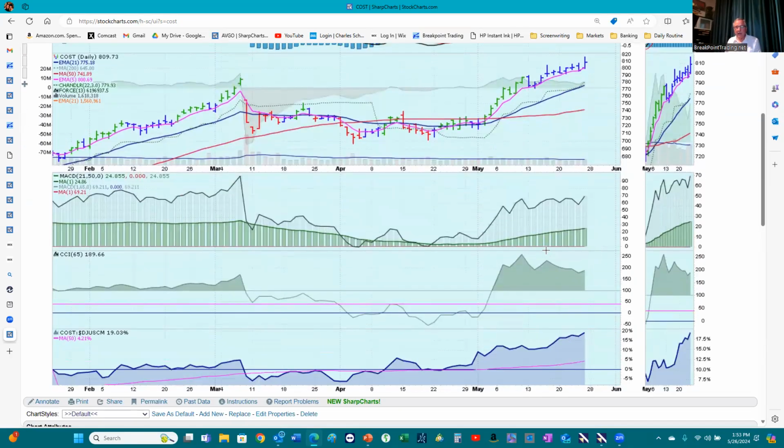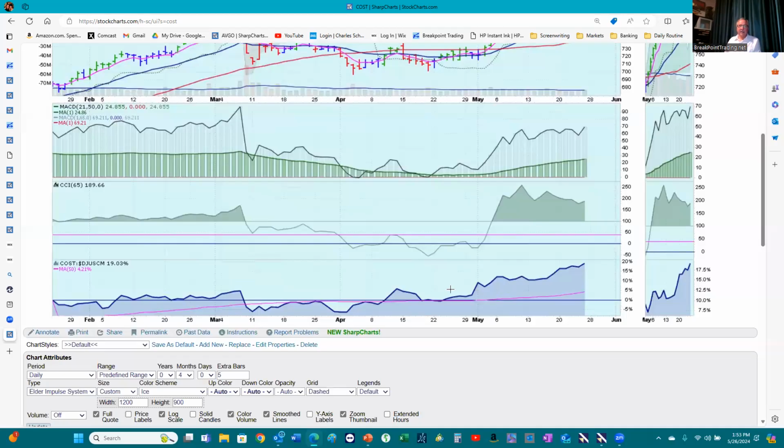But the other thing that I look at is this down here, which is a relative chart. We've talked about relative charts before in comparing Target to Walmart, right? But this here compares Costco to all of its peers. How is Costco doing versus all of the peers in its own industry group?